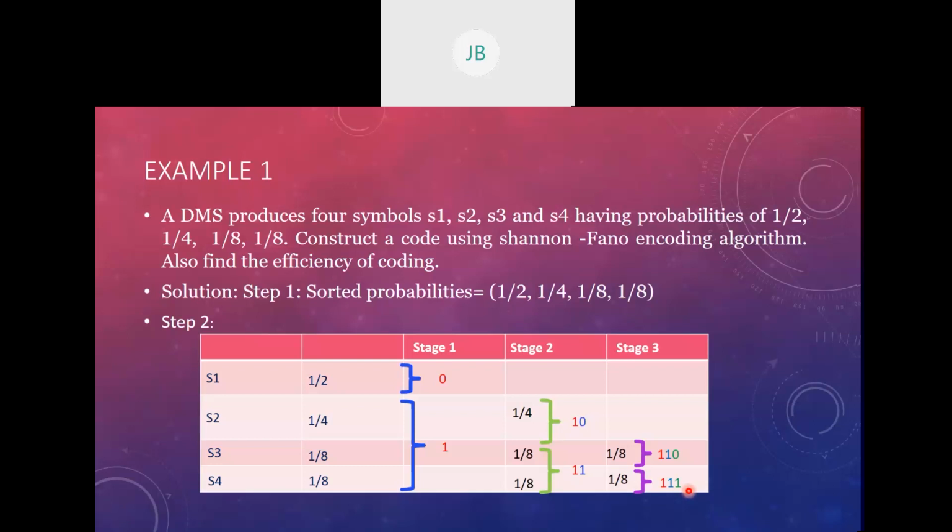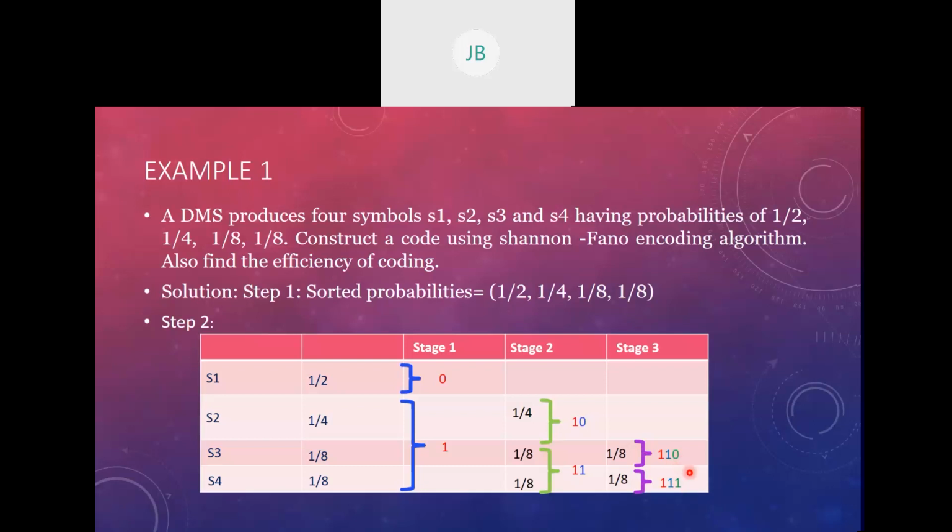So if you see carefully, no further divisions are possible because every group has only one element. We cannot divide it further. So this becomes the end of the Shannon-Fano encoding scheme, where no further division is possible. So in the fifth step of Shannon-Fano encoding, we have the code words here.